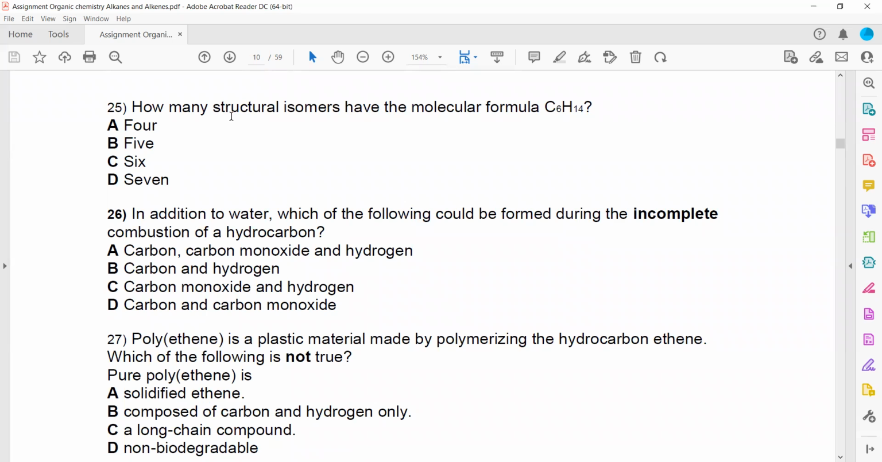In question 25, how many structural isomers are there for C6H14? This is hexane. For hexane, you just have to identify by the carbon chains. 6 carbon atoms are there. You may have 6 carbon atoms in a straight chain.